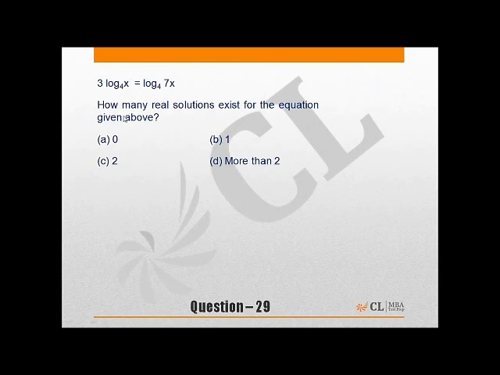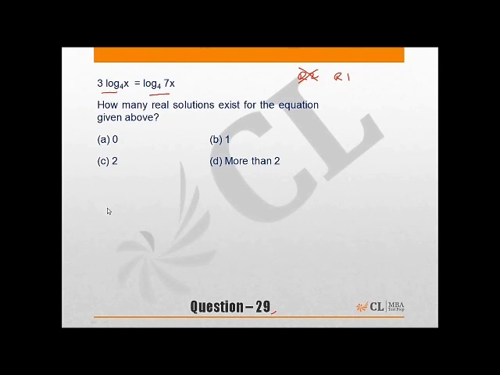Question 29. 3 times log x base 4 is equal to log of 7x base 4. Logs are typically round 2 for me. But in this case, I will be doing it in round 1 because it is coming at the end of the paper, the 29th question. It does not really matter whether I take it in round 1 or round 2. If I can solve this question, I will do it. Otherwise, I'll leave it for round 3. Okay, so let's solve this question.